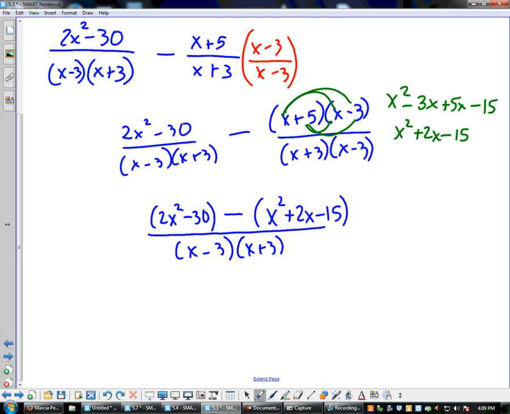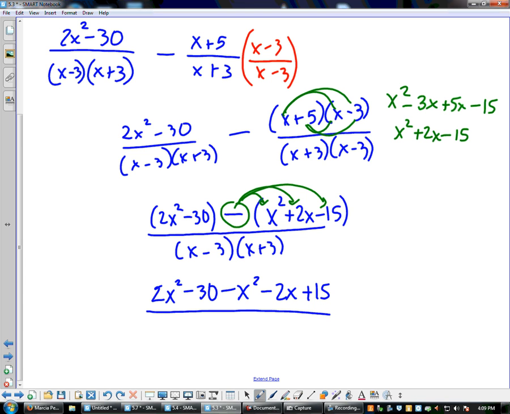Now, if I want to simplify the numerator, I see this negative sign. I'm going to have to distribute it into each term in that second parenthesis. So really, my numerator right now has 2x squared minus 30 minus x squared, another minus there, minus 2x, and then we'll finish up with a positive 15. Again, all of this was over my denominator, my least common denominator here.